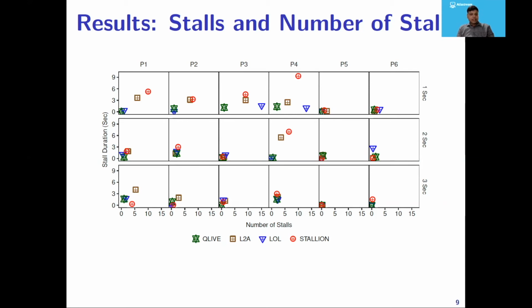As you can see, QLive consistently has the lowest stall and the lowest stall duration, whereas other methods have variable performance. Specifically, you can see that Stallion, in many cases for profiles 3 and 4 and for different latency limits, has significant stalls. Similarly, L2A is not performing well for the 3-second latency limit for profiles 1 and 2.